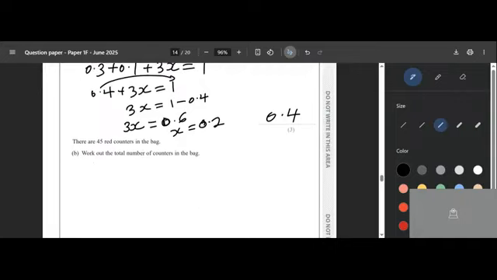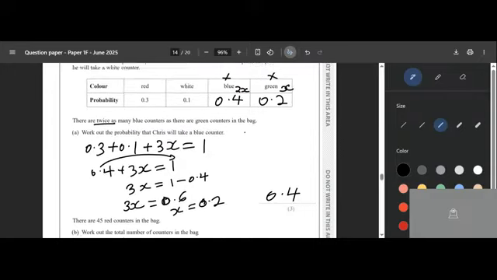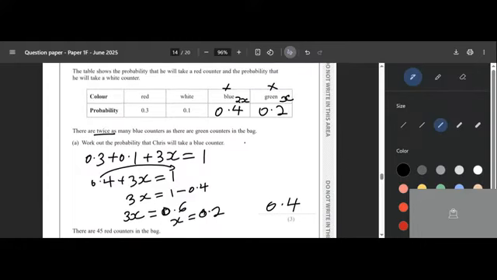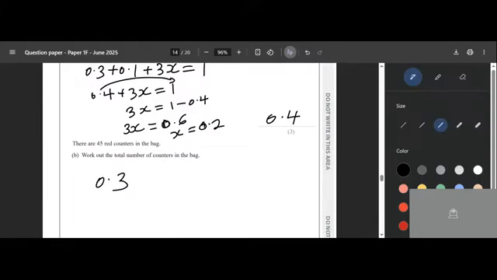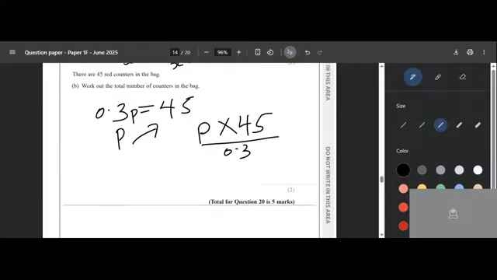Then next, we are told that there are 45 red counters in the bag. So remember the red are 0.3. Work out the total number of counters in the bag. So 0.3, because this is the red, 0.3 is equal to 45. This is the probability. What about one whole probability? So it will be 45 divided by 0.3. And remember, we are not using a calculator. So what will I do here?